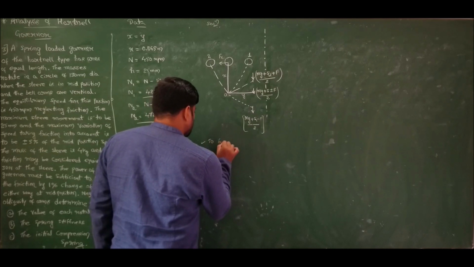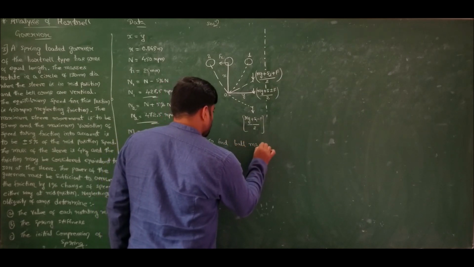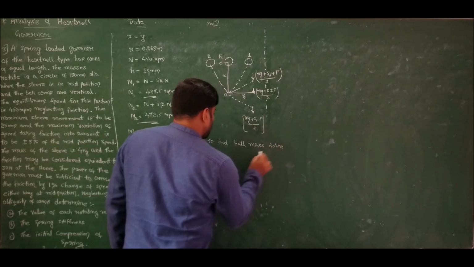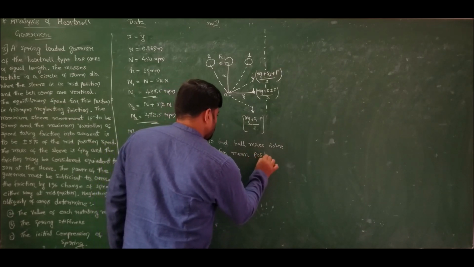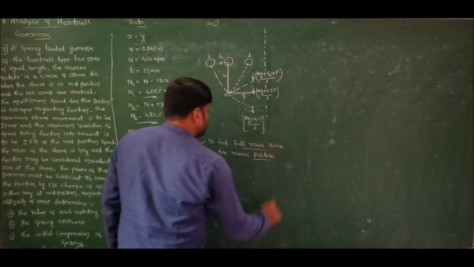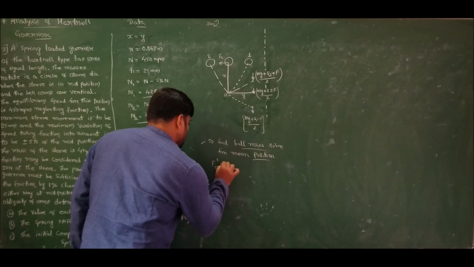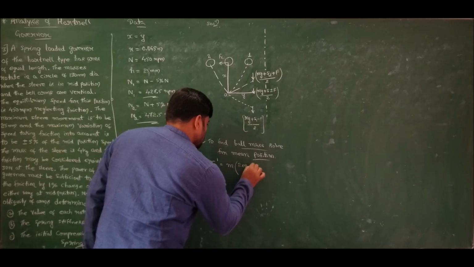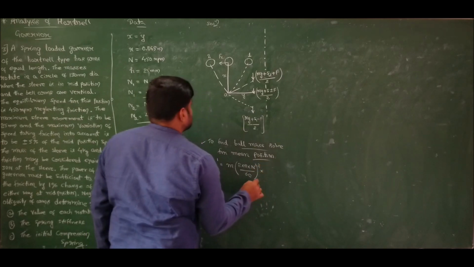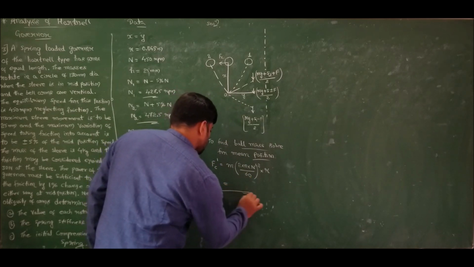That is to find ball mass, solve for mean position. So for mean position, if I take Fc dash, how much is it? Fc dash is M omega square, that is M into 2 into pi into n dash by 60 whole square into radius. Radius remains same, right? Radius is r only. So how much are you going to get?